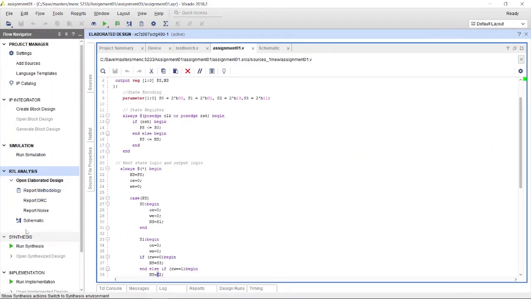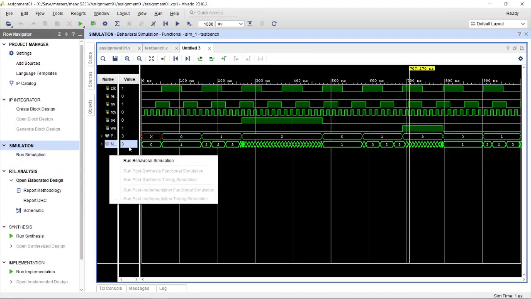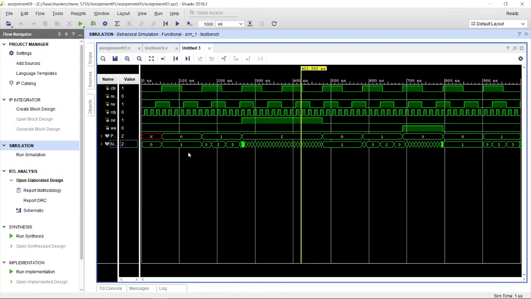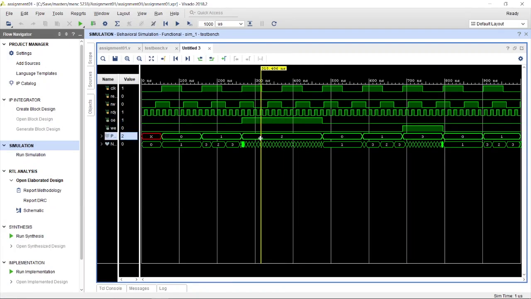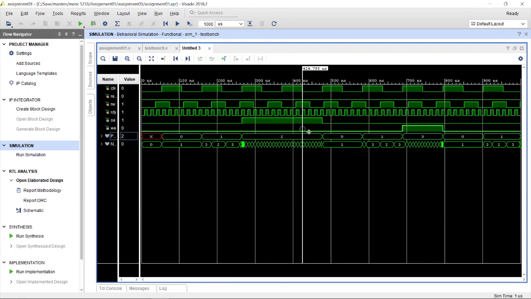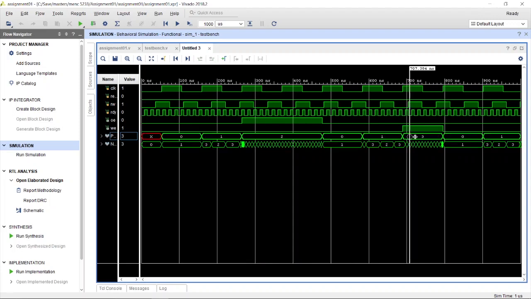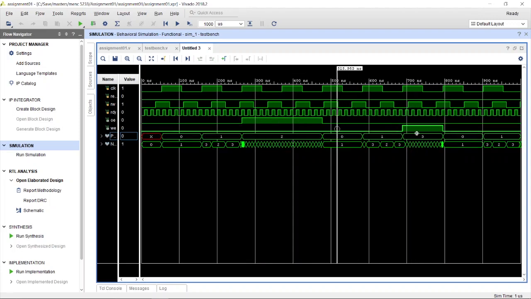One more thing we forgot to look at is the output. When your present state is 2, your OE is 1, right? When your present state is 3, your WE is 1. The output also matches.